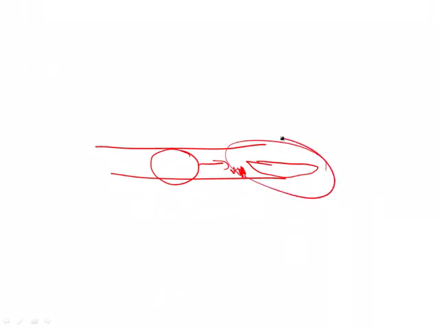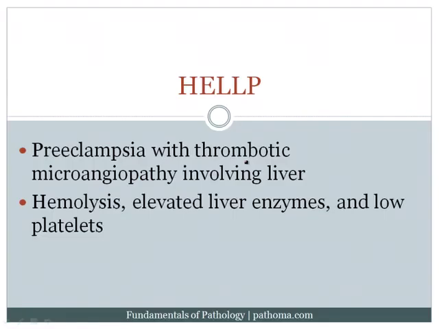They're going to have elevated liver enzymes because this is going to result in infarction of some of the liver tissue because there's going to be lack of good blood flow going through the liver, and they're going to have low platelets because these platelets are being used up to form these little thrombi, these platelet thrombi. And so that's the classic findings of HELLP.